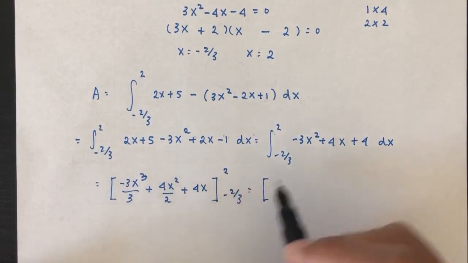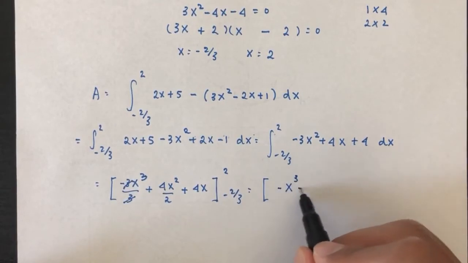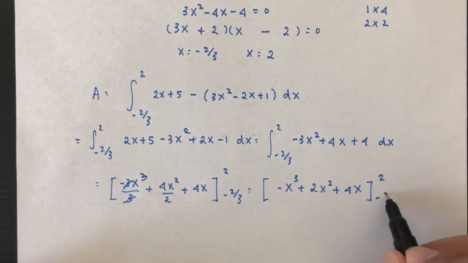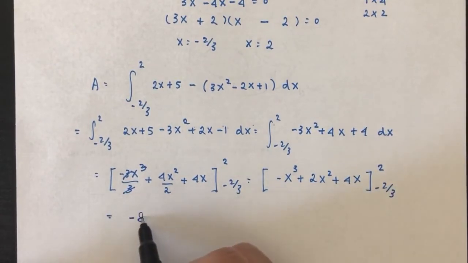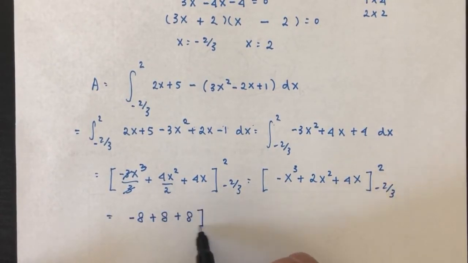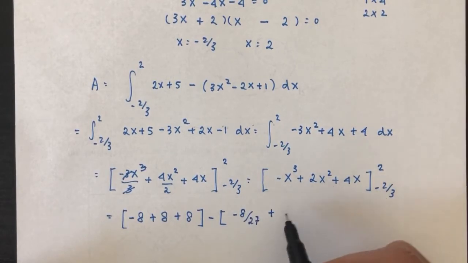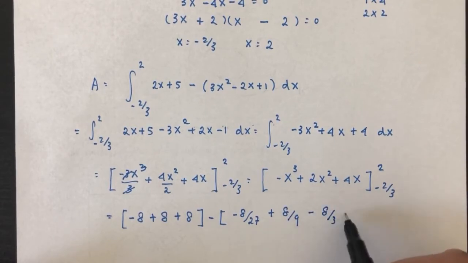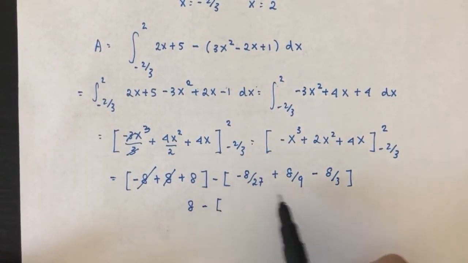So simplify, here we have, this goes away, we have minus x cubed plus 2x squared plus 4x, for 2 and minus 2 over 3. So simplify, this will become minus 8 plus 8 plus 8 for the first one. And here we have minus 8 over 27 plus 8 over 9 and minus 8 over 3. So here this goes away. We will have 8 minus. So what is the value of that?